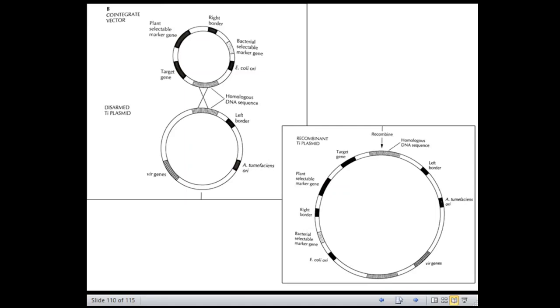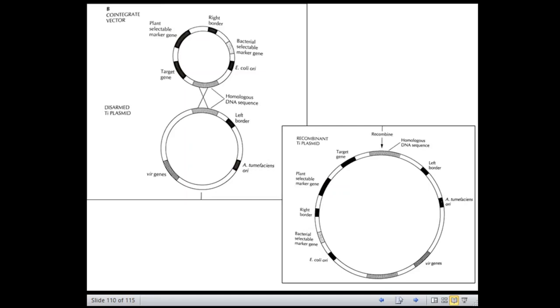So this second approach is the co-integrate vector system. Here what is happening? The cloning vector recombines with a modified Ti plasmid, that is a disarmed Ti plasmid, which lacks the tumor producing genes of the T-DNA, within the Agrobacterium tumefaciens, and then the entire cloning vector becomes integrated into the disarmed Ti plasmid.